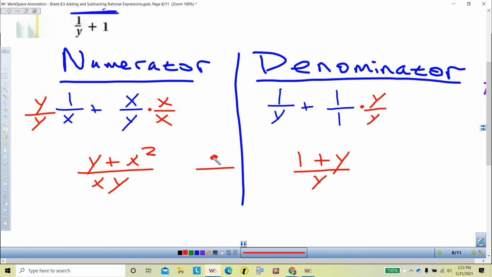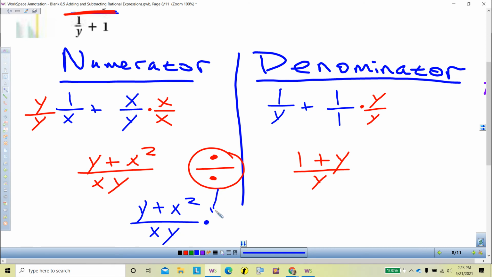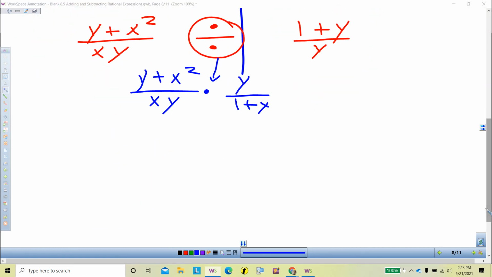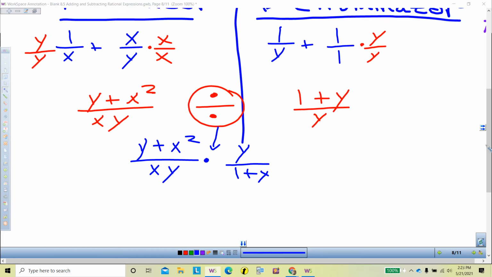This is a big fat divide, right? That's this fraction bar right here, this is division right here. So instead of dividing, we're going to multiply by the reciprocal. So we're going to take this fraction, y plus x squared, over xy. Now we're going to multiply instead of divide, right? I'm doing reciprocal right there. y over 1 plus y. Not that bad, right? You can do it. Yeah, absolutely. You can hate it, that's okay, but you can do it.